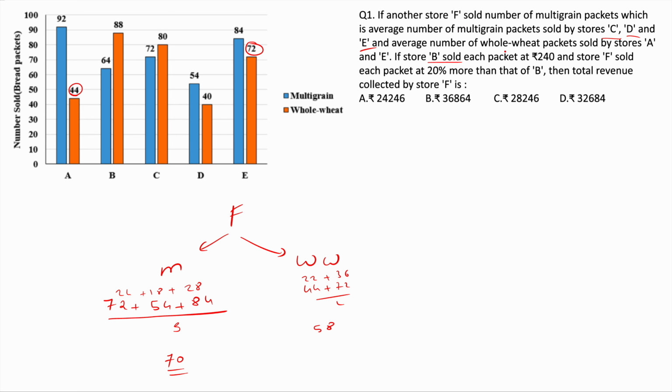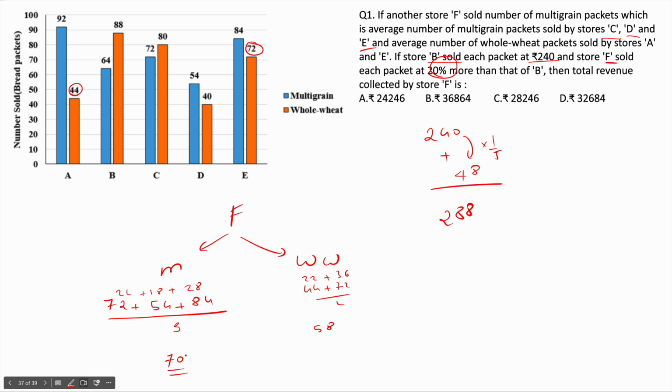If store B sold each packet at 240 and store F sold each packet at 20% more, so 20% of 240 is what, 1/5? 1/5 of 240 is 48. So store F is selling each packet at 240 plus 48, that is 288 rupees. Then what is the revenue collected by store F?